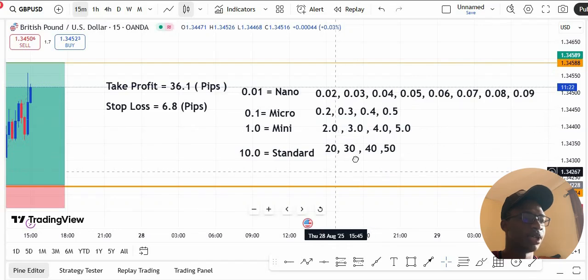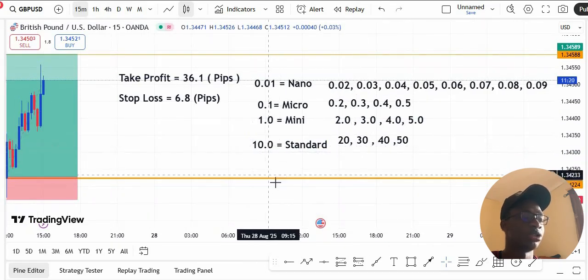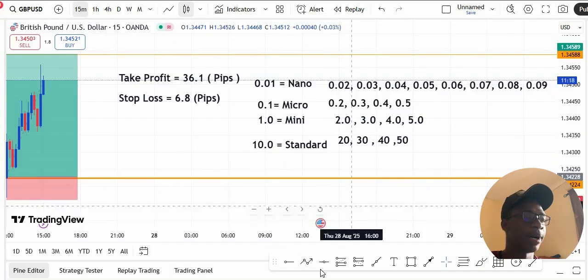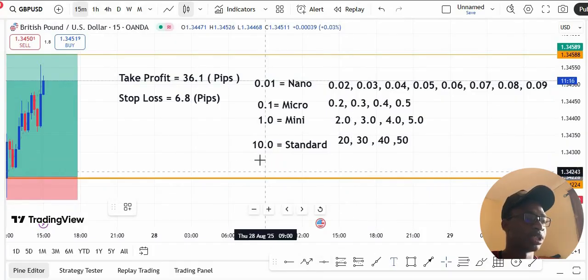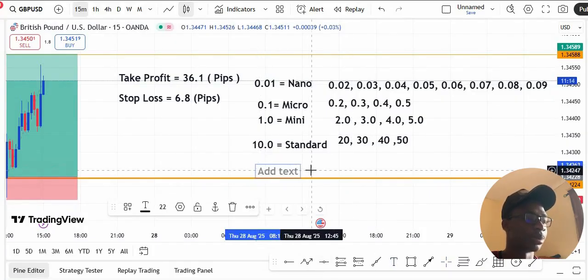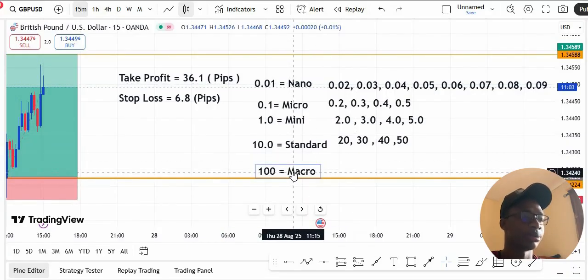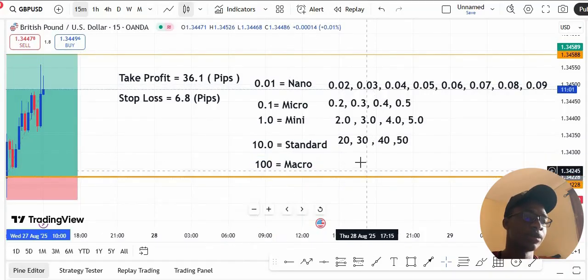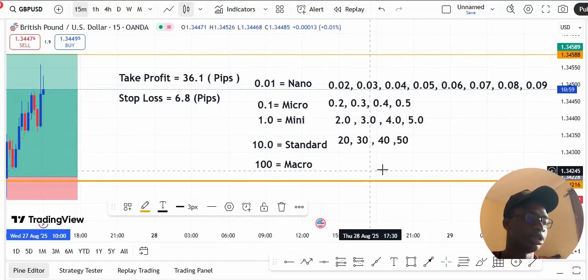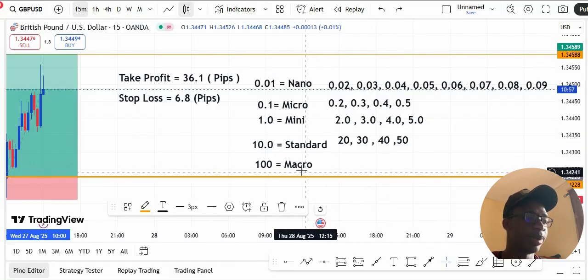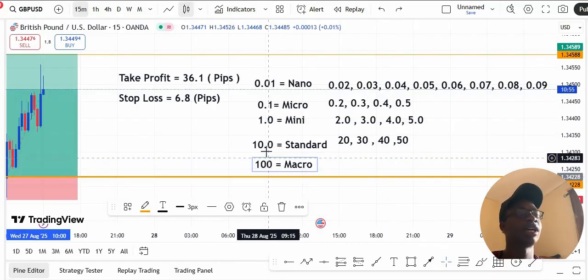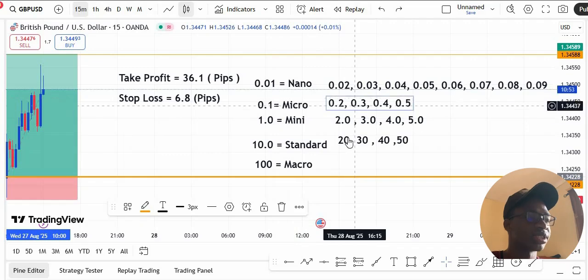So this is it right there. These are the lot sizes. Then we have the big one, which is 100 here. There's one called the macro lot size. Those are the big boys. If you are dealing with this number, I know you're a billionaire or a millionaire. You get what I mean? Because the impact of this lot size on your account is going to be heavy compared to the rest, right?